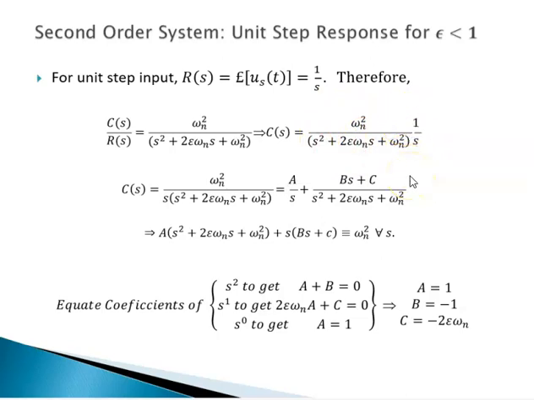To further find the response terms, we split it into partial fractions as given here: A by s plus (B s plus C) by this quantity under the denominator. You see that these coefficients A, B, C are obtained by setting the s square terms equal on either side, the s term equal on either side, and the constant term equal on either side, to find A, B, C, these constants given here.